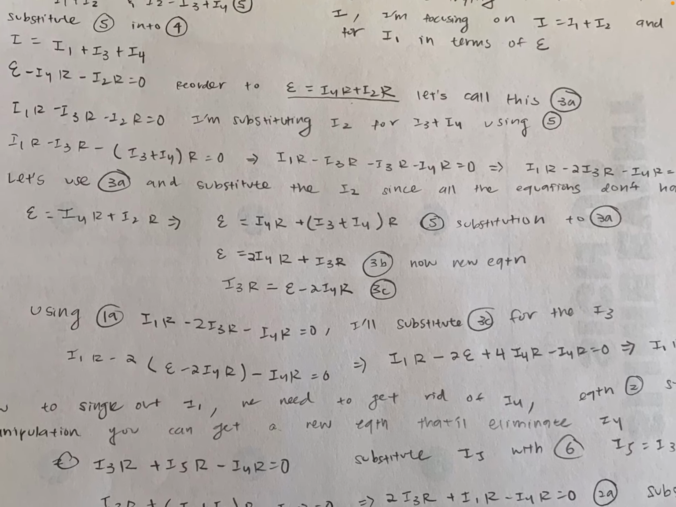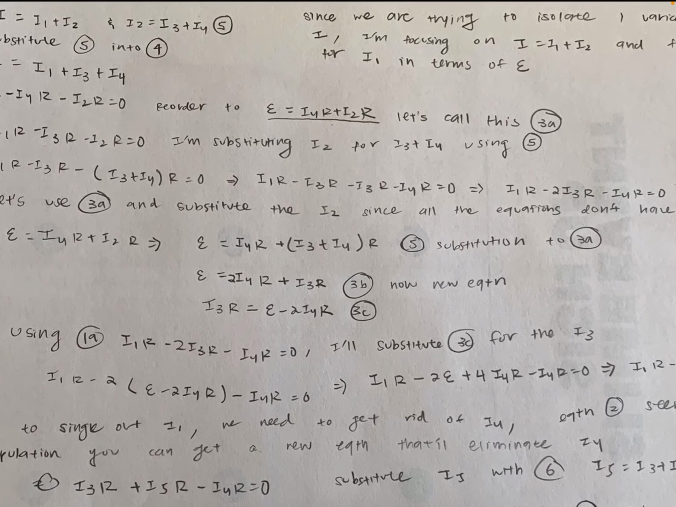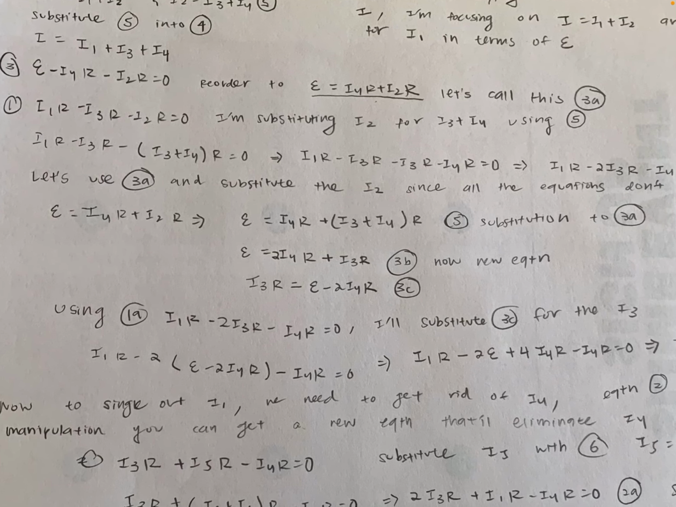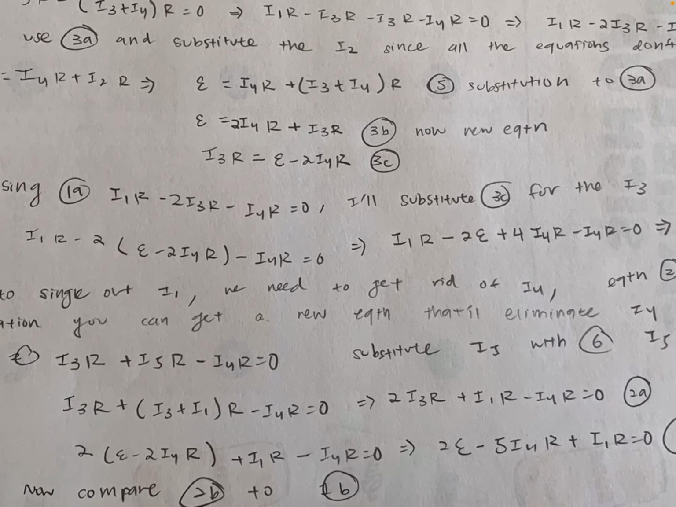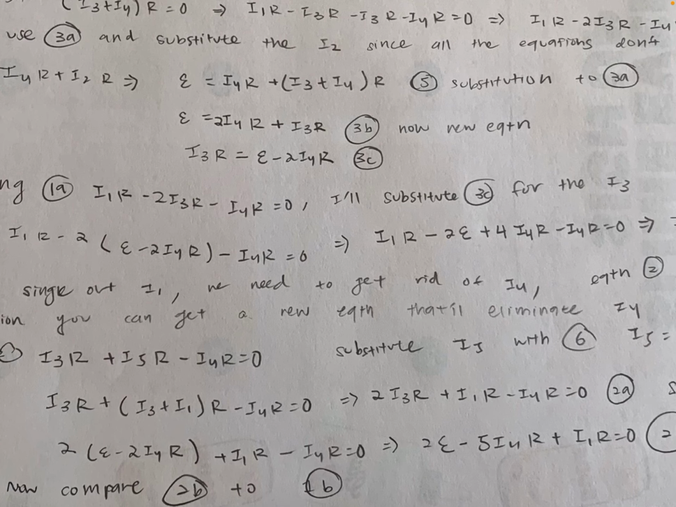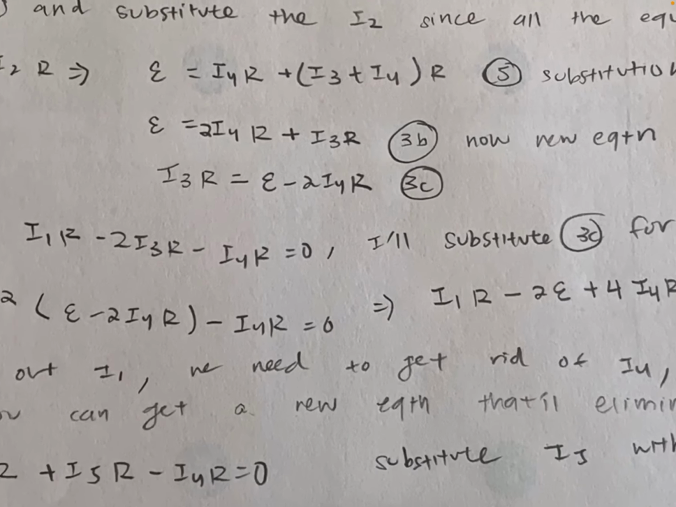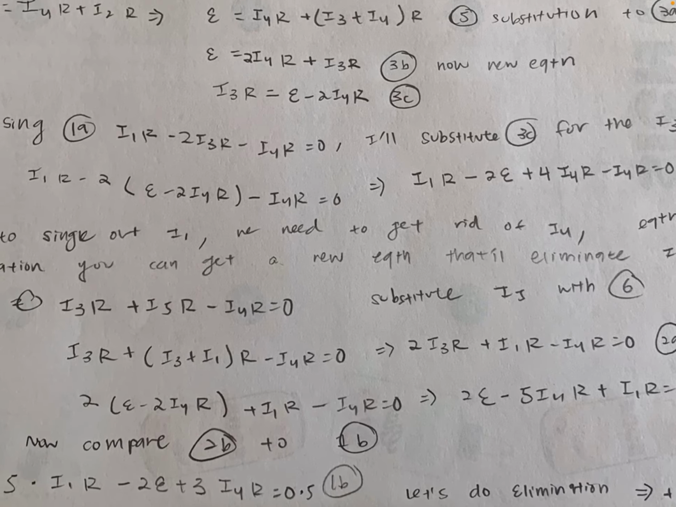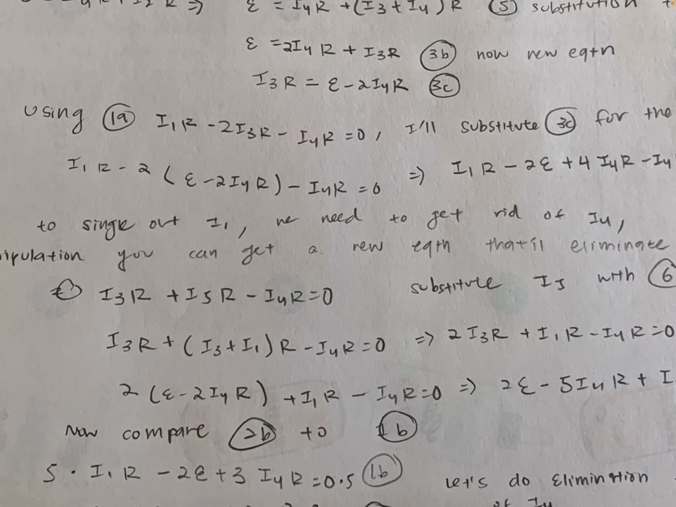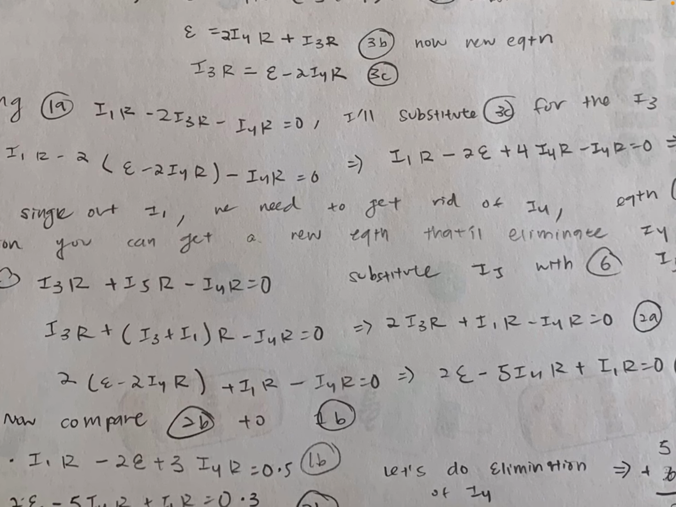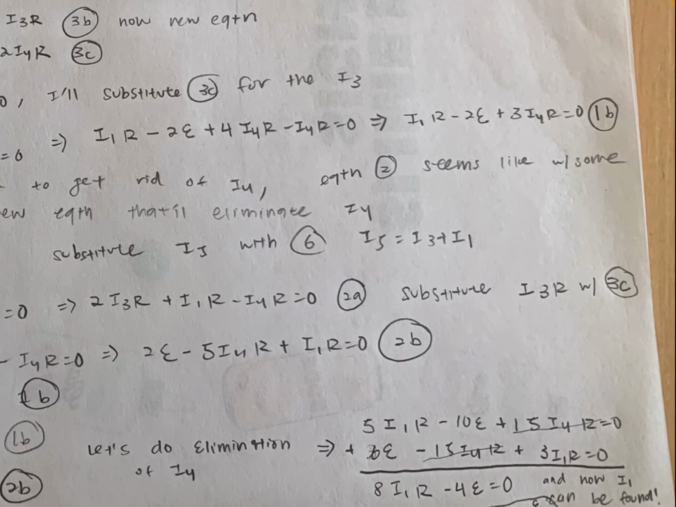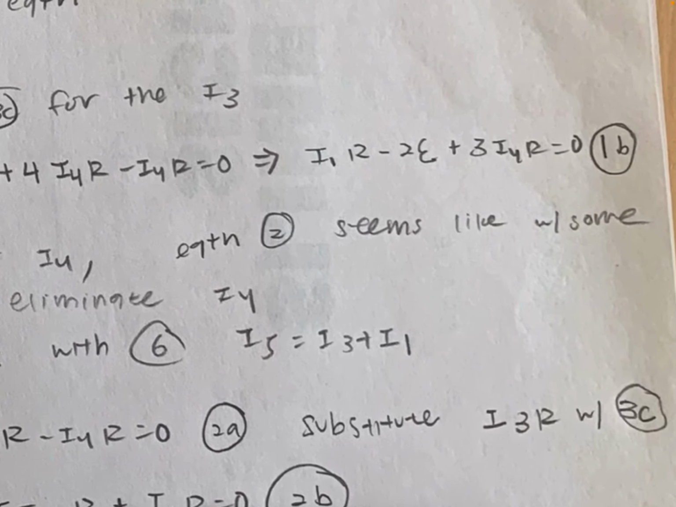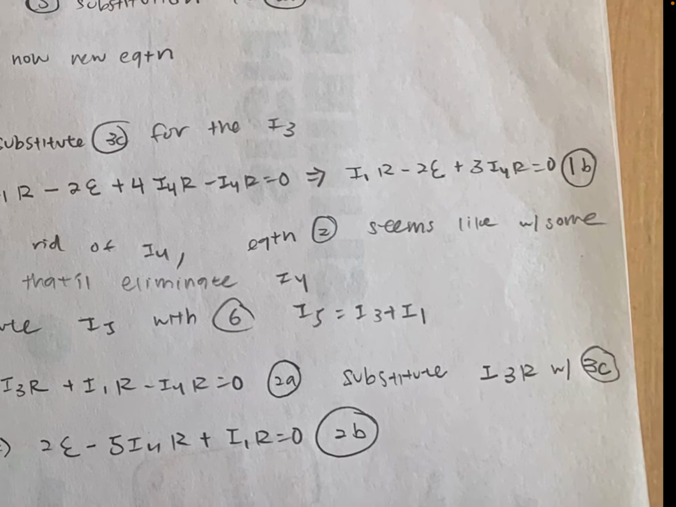So now going back to equation 1a that we found up here, we're going to do I1R minus 2I3R minus I4R equals 0. And now I'll substitute 3c, which is found just up here, for the I3. So I1R minus 2, and this parentheses is where I3 used to be, E minus 2I4R, minus I4R equals 0. Then I simplify and I get, I'm going to call it 1b now, I1R minus 2E plus 3I4R equals 0.